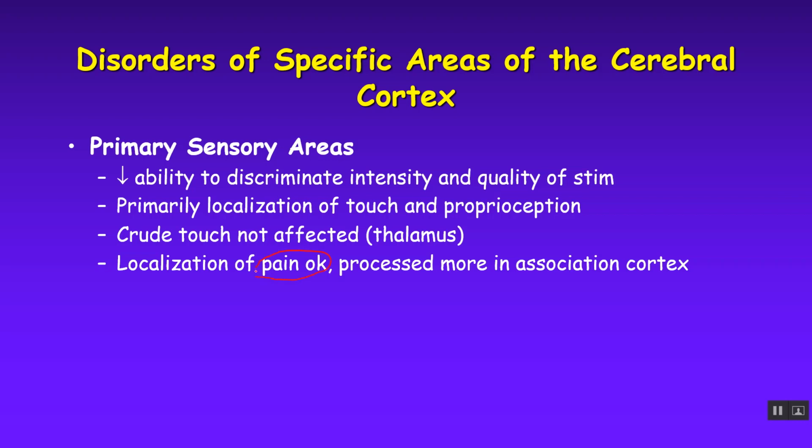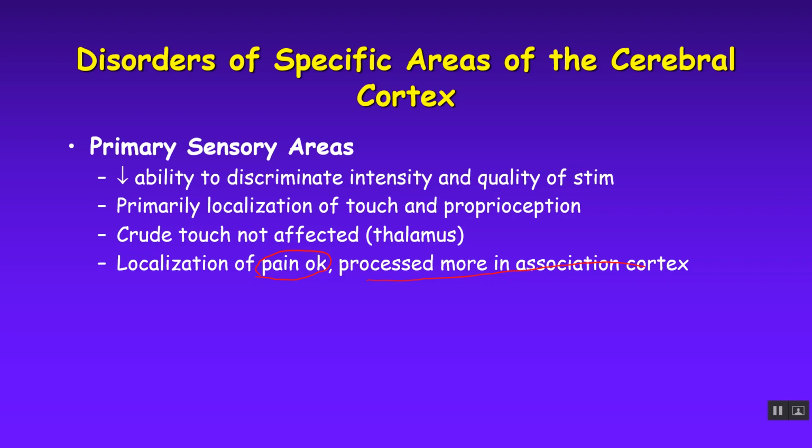You actually tend to still have some location of pain. The pain and temperature location, pinprick location, is processed a little bit more in the association cortices, so you may still have some intact location of pain with damage to the primary somatosensory cortex. The thalamus also does more processing of pain as well. So if your thalamus is okay and your secondary association cortices for somatosensation are okay, then pain location tends to still be intact, and you still have reasonable perception of pain.